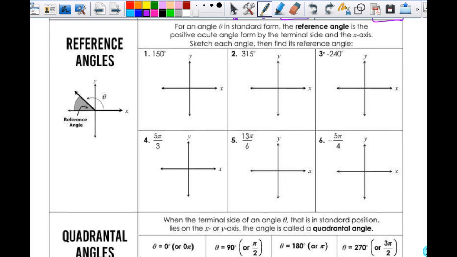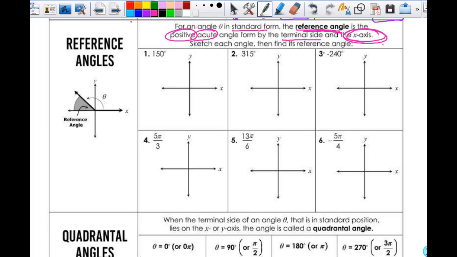So your reference angle for an angle theta in standard form is, here's some very important words, the positive acute angle formed by the terminal side and the x-axis. I don't care if you're closer to the y-axis. It goes with the x-axis. And it is always positive. It does not matter which direction you go to get there. It is a positive angle, always, and it's always acute.